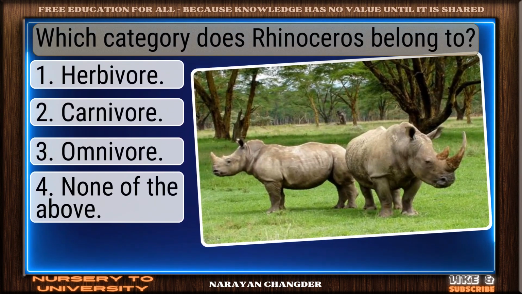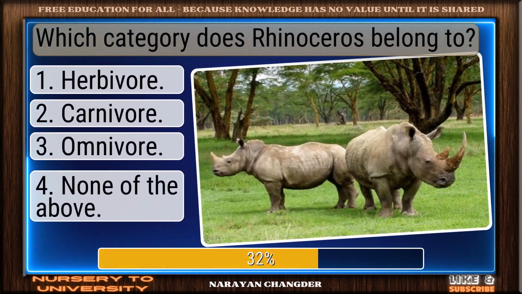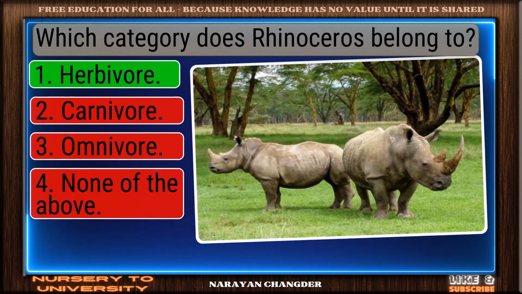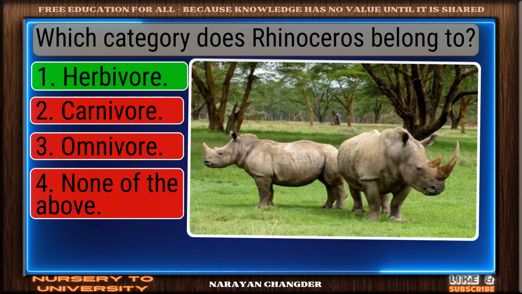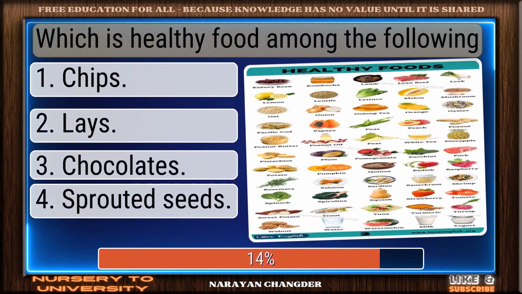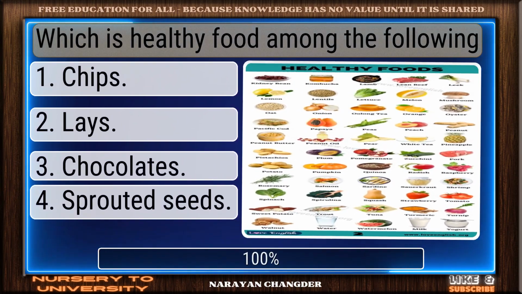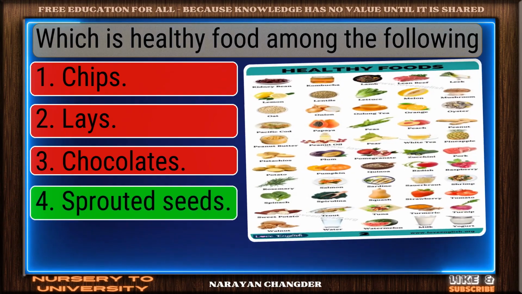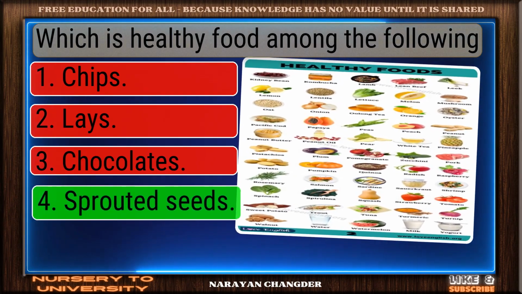Which category does rhinoceros belong to? Right choice. Herbivore is the best answer. Which is healthy food among the following? Nice selection. Sprouted seeds is the correct and valid answer.